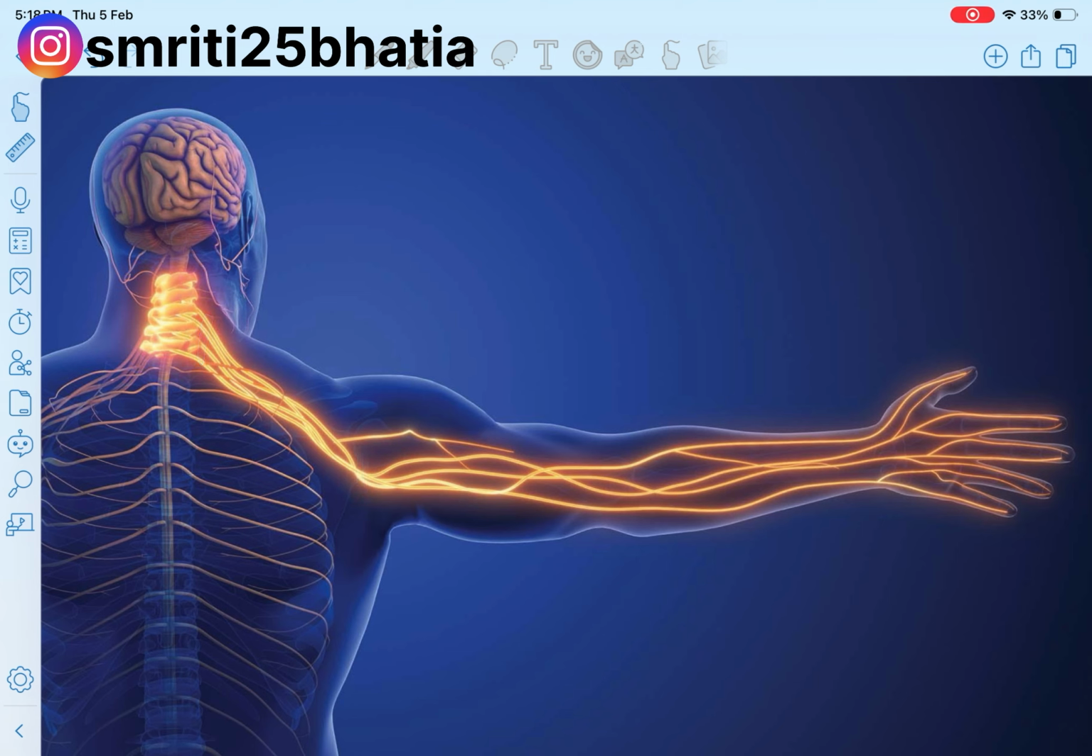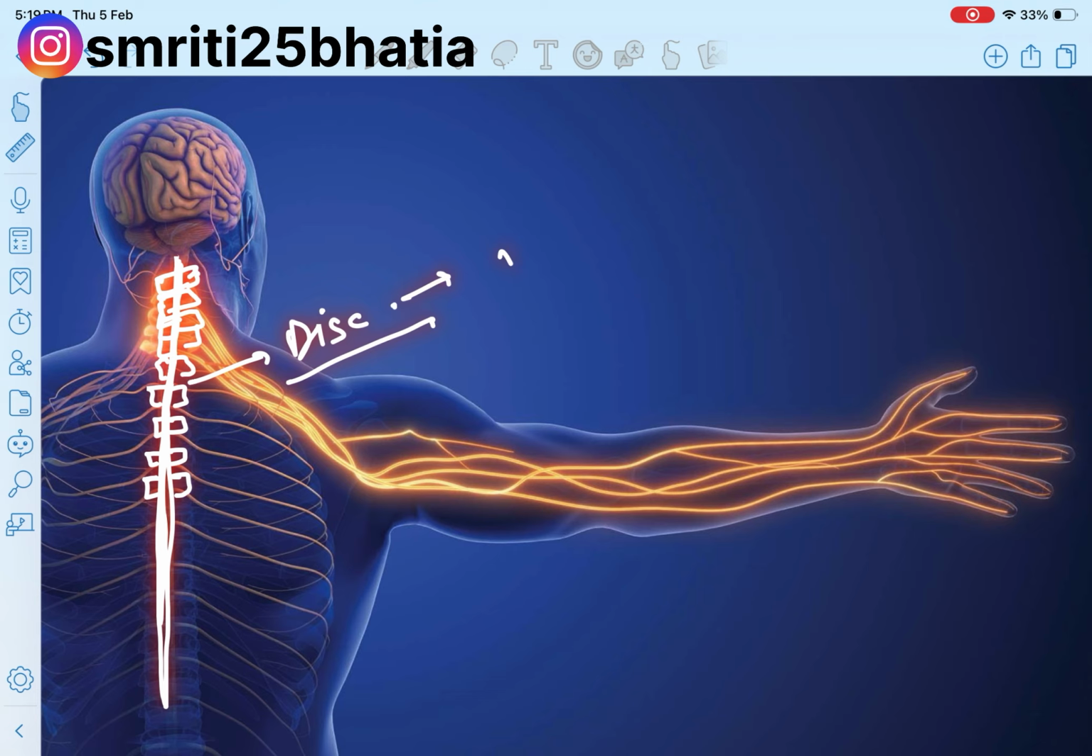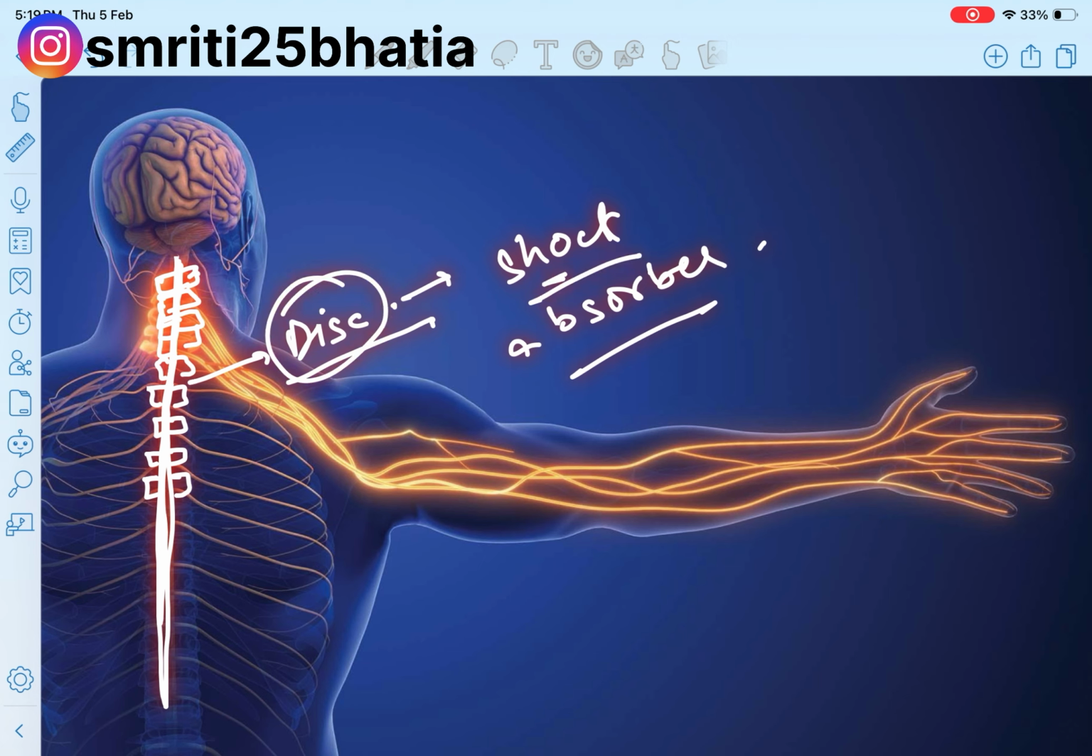So starting with it, this is the spine. All the spinal nerves originate from within the spine. We have these vertebral columns. In between the vertebral columns we have the disc, that acts as the shock absorber. So the disc helps in shock absorption, and this is weight bearing.